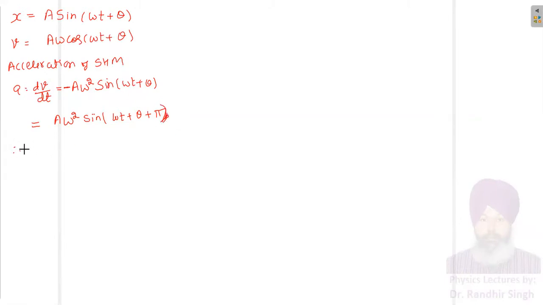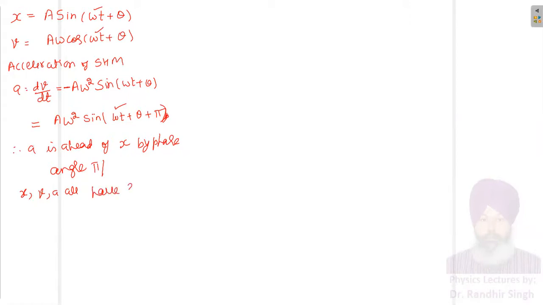So therefore acceleration is ahead of x by phase angle pi. So there is a phase difference of pi between position and acceleration. Now you can also note that the frequency here is omega, here is also omega, and here is also omega. Its meaning is x, v, a all have the same frequency.